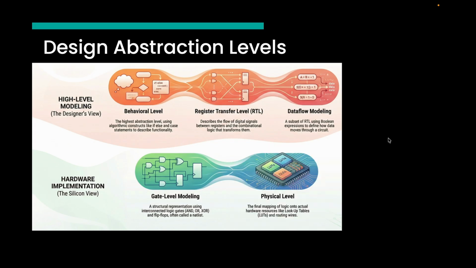And finally, the physical level. This is the lowest level of abstraction, where the gate level netlist is physically implemented onto the silicon of the target device, such as the DE10-Lite FPGA.